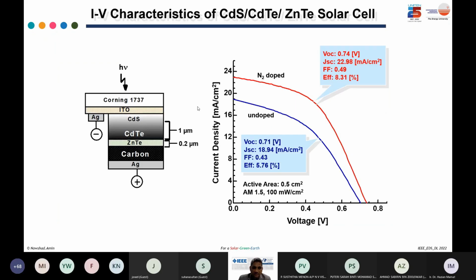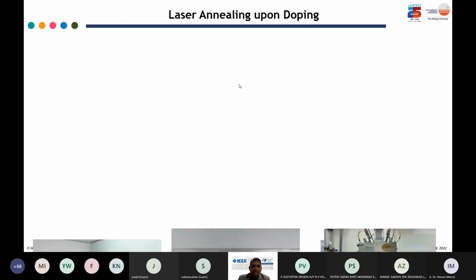If I do not dope the zinc telluride, we got 5.7% efficiency. Whenever we dope it with nitrogen, we get around 8% efficiency. So the effect is eminent here.